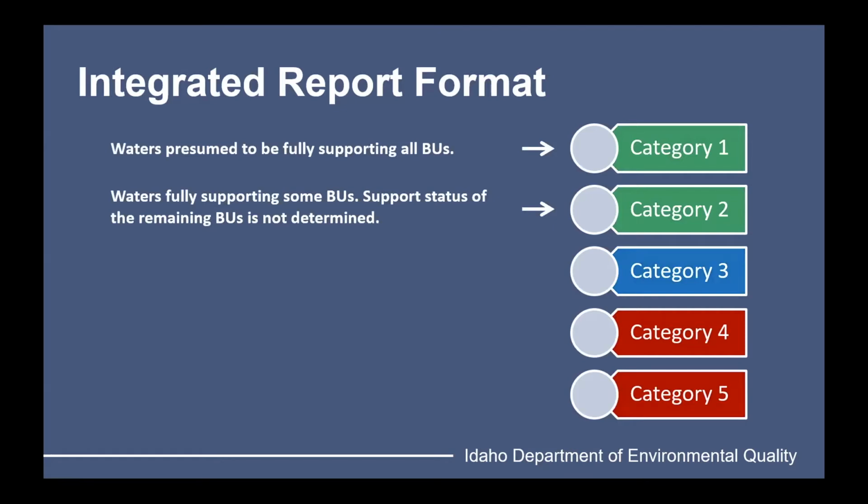So categories 1 and 2: category 1 is waters presumed to be fully supporting all BUs. And category 2 is waters fully supporting some beneficial uses, but the support status of the remaining beneficial uses has not been determined, or data collected has been deemed insufficient to inform. Waters that are in category 3 have insufficient information or no data at all to determine beneficial use support. And that differs from category 2, because in category 2, maybe we have been able to inform a few of those beneficial uses, whereas category 3 would be nothing known.